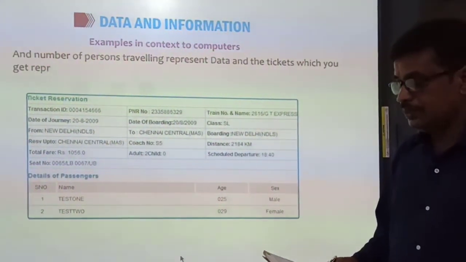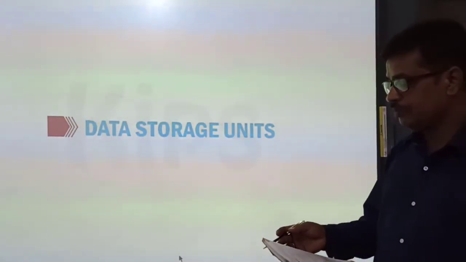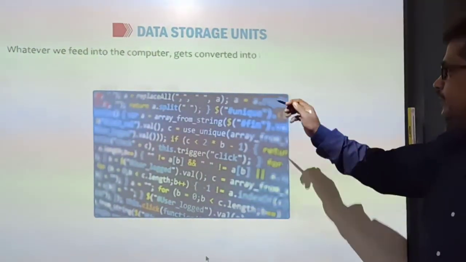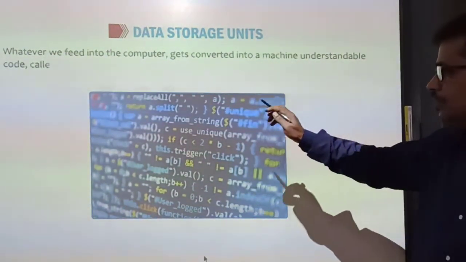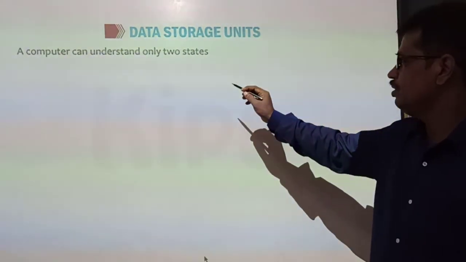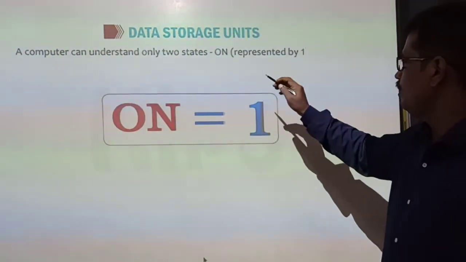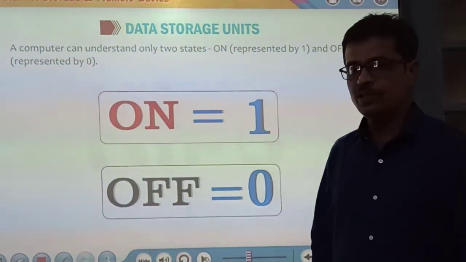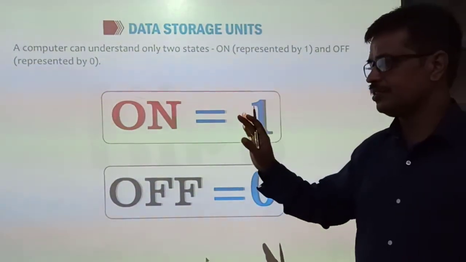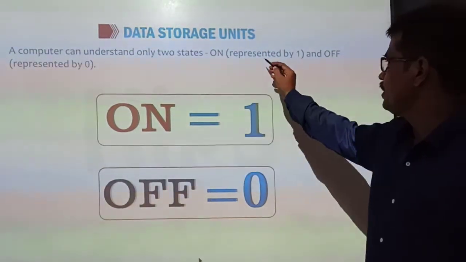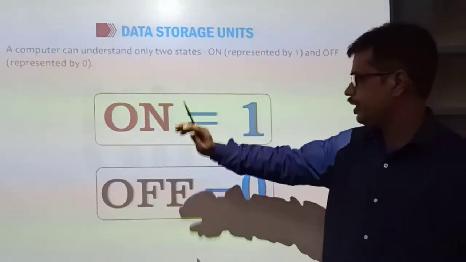So now, whatever we feed into the computer, it gets converted into a machine's understandable code, that is called machine code. A computer can understand only two states, on represented by 1 and off represented by 0. I hope you can remember that the computer can understand only two states, on and off.